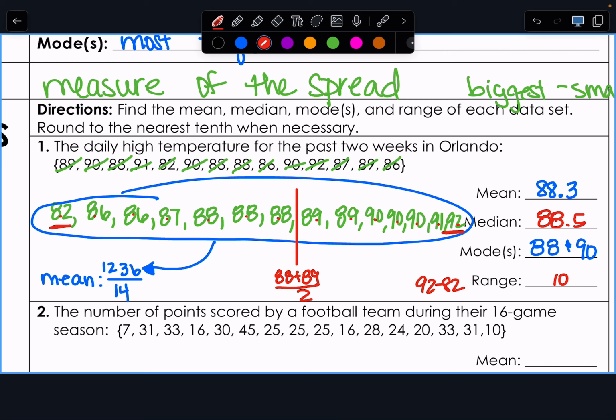Do you feel like you need another example? No. Or do you feel like, Miss Homan, let's just keep going? Okay, that sounds great. Okay.